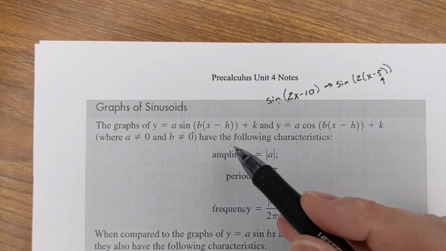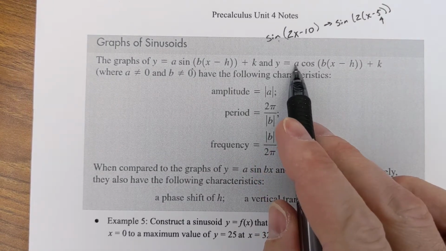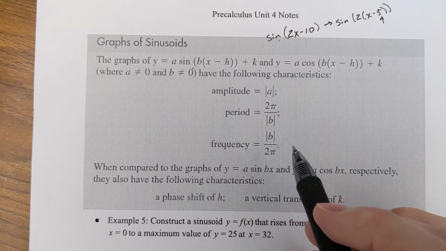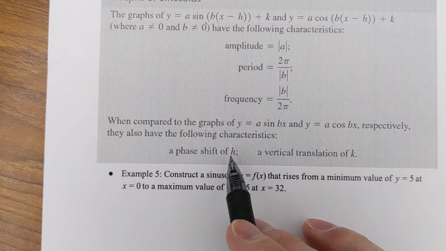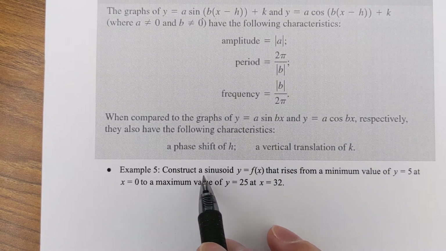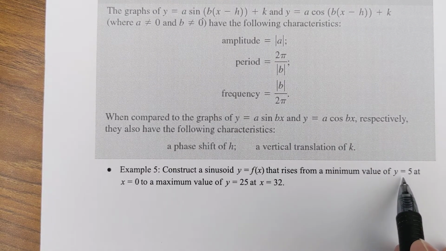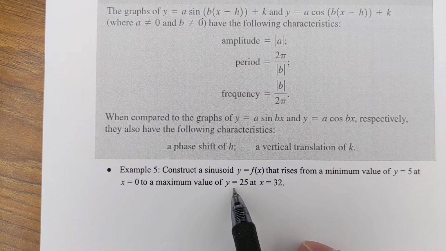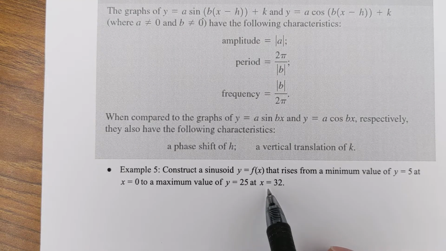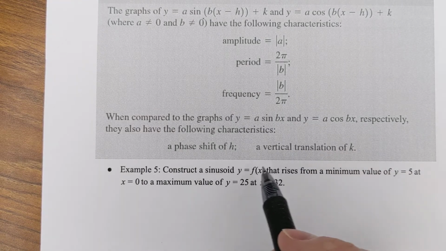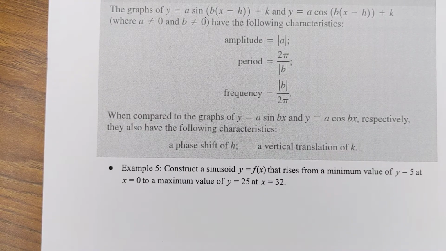And then it gives you the summary breakdown here. So we've talked about amplitude is the absolute value of A, period is 2 pi over b, the frequency is the reciprocal of that, then your phase shift is h, your vertical translation is k. So it says construct a sinusoid that rises from a minimum value of 5 at 0 to a maximum value of 25 at x equals 32. So I need to figure out my amplitude, I need to figure out my period, and I need to figure out any translations that I may have.